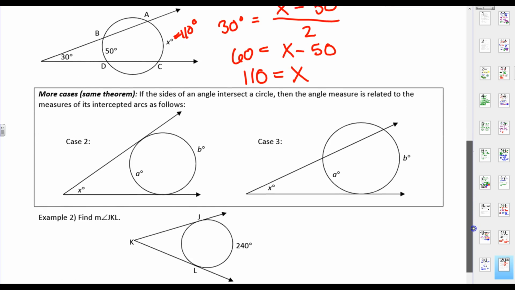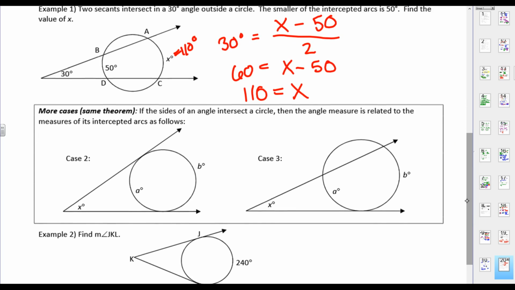So that works. There are more cases of this theorem, but as a matter of fact, this ends up being the exact same case. Here I've got two tangent lines intersecting. I would still do x equals (b minus a) over 2. Same thing here. This is a secant line and a tangent line intersecting. It still follows the exact same pattern.